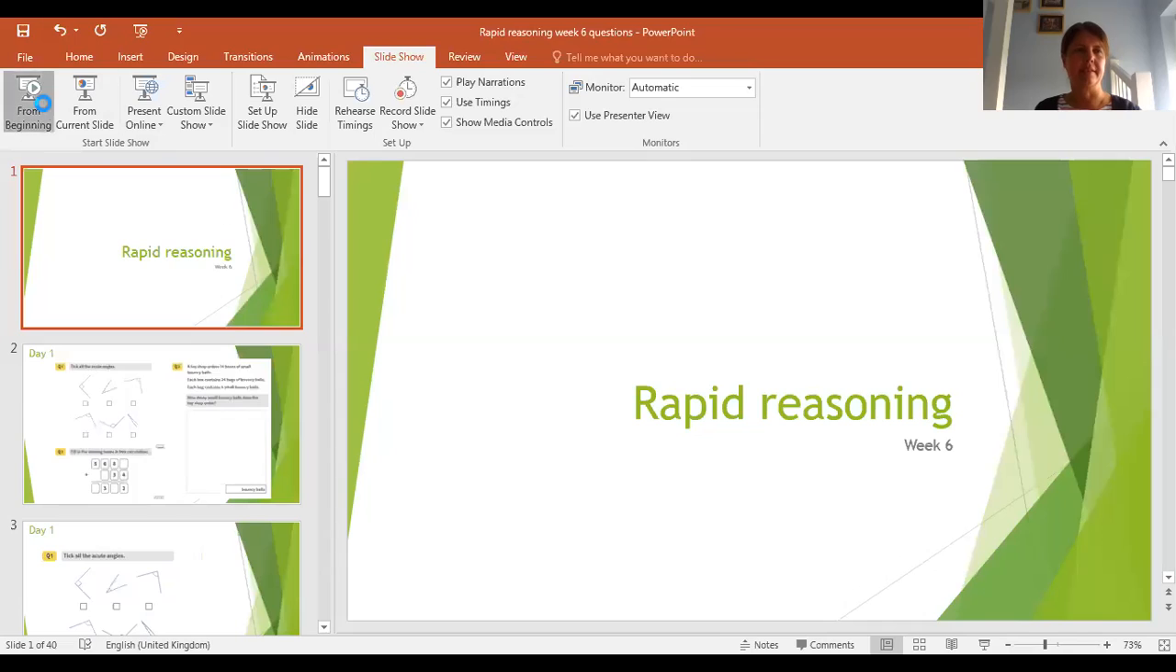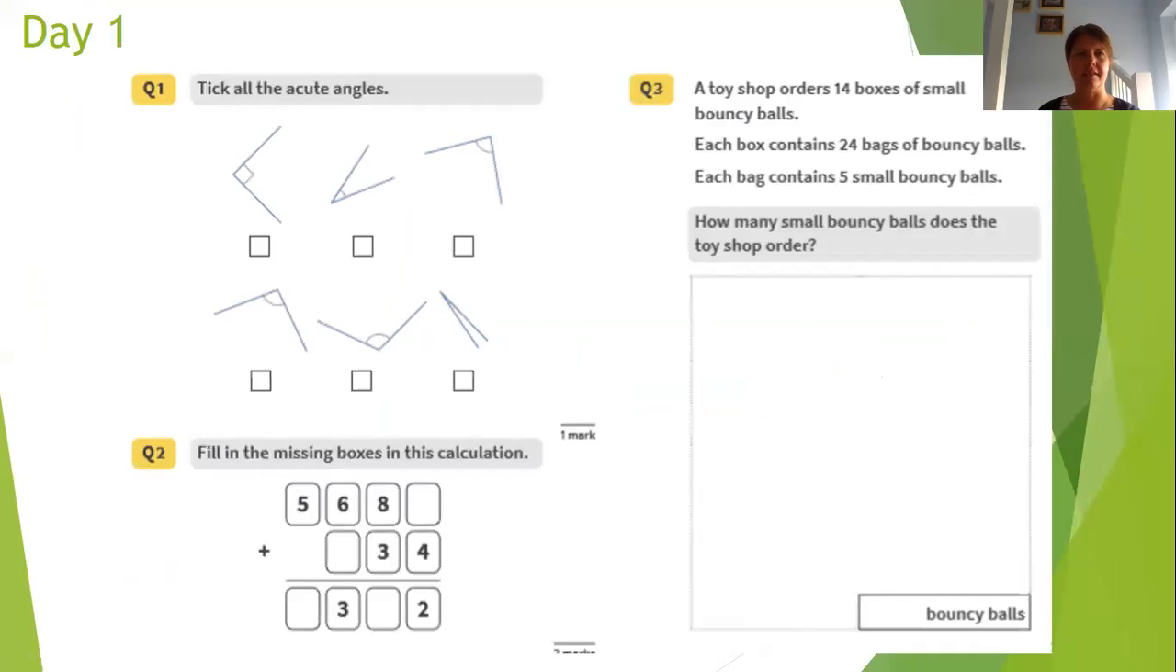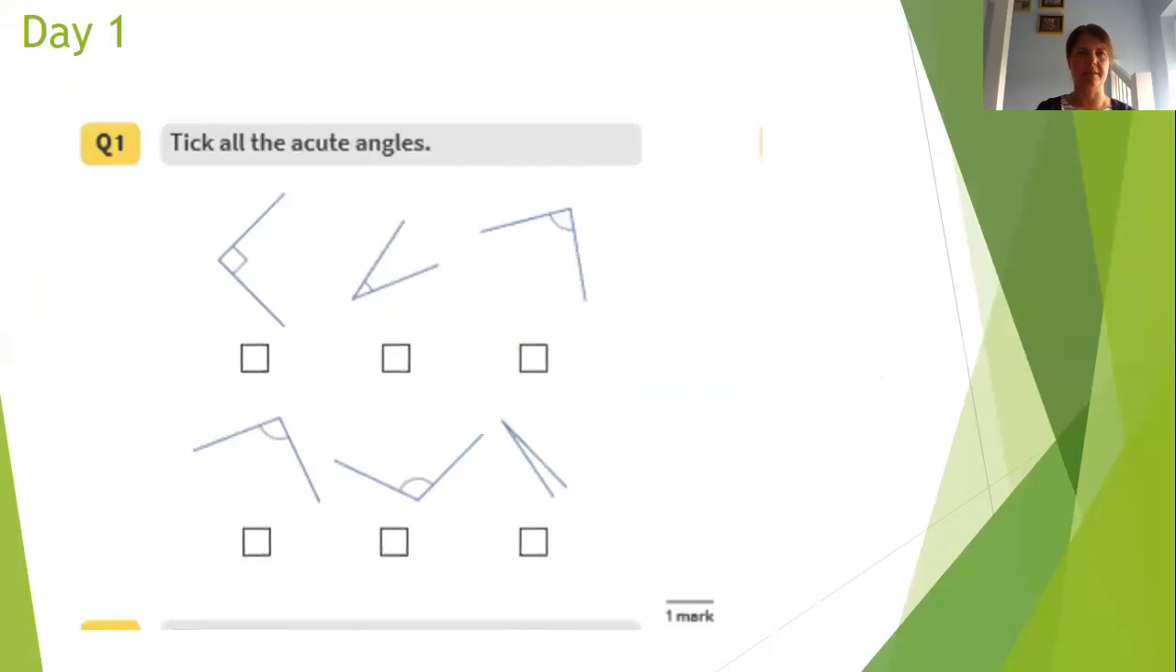So I'm going to start today by going through Monday's answers. We had 3 questions to look at on Monday. So looking at the first question, tick all the acute angles. So we need to think about what we know about angles. Now I know that an acute angle is any angle that is less than 90 degrees.